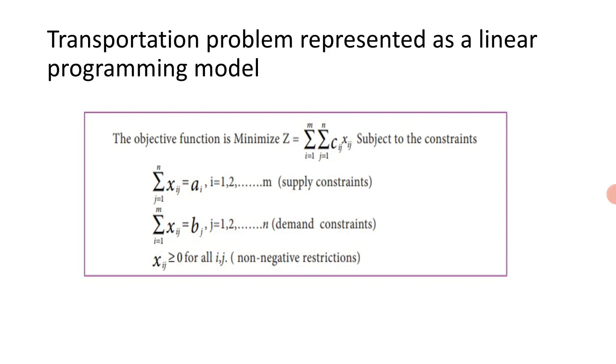Subject to the constraints, summation j equals 1 to n xij equals ai for all i equals 1 to m, that is constraints on supply, and summation i equals 1 to m xij equals bj for all j equals 1 to n, that is demand constraints. xij is greater than or equal to 0 for all ij, that is non-negativity constraint.